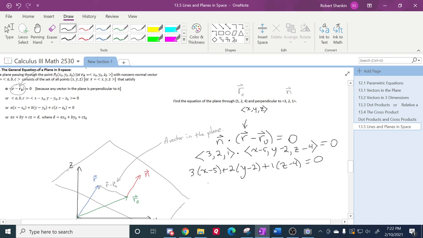For me, I'm okay if you leave it like this. For the equation of a plane, you can leave it just like that and totally be fine. If you're going to check your answer in the back of the book, you're probably going to have to multiply these out and then move the constant over to the right to see if it matches up, because the answer in the back of the book will probably use this last format.